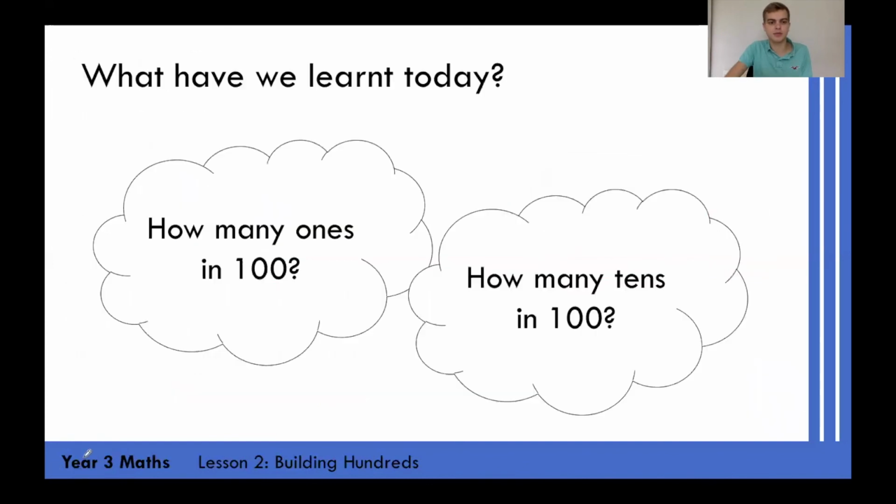Fantastic. Super. Right then, what have we learned today then? Let's see if we can check. So how many ones are in 100? How many ones in 100? Fantastic. If you said 100, you're absolutely right. How many tens in 100? Counting tens, 10, 20, 30, 40, 50, 60, 70, 80, 90, 100. How many tens? 10 tens. So 100 ones in 100 and 10 tens in 100.